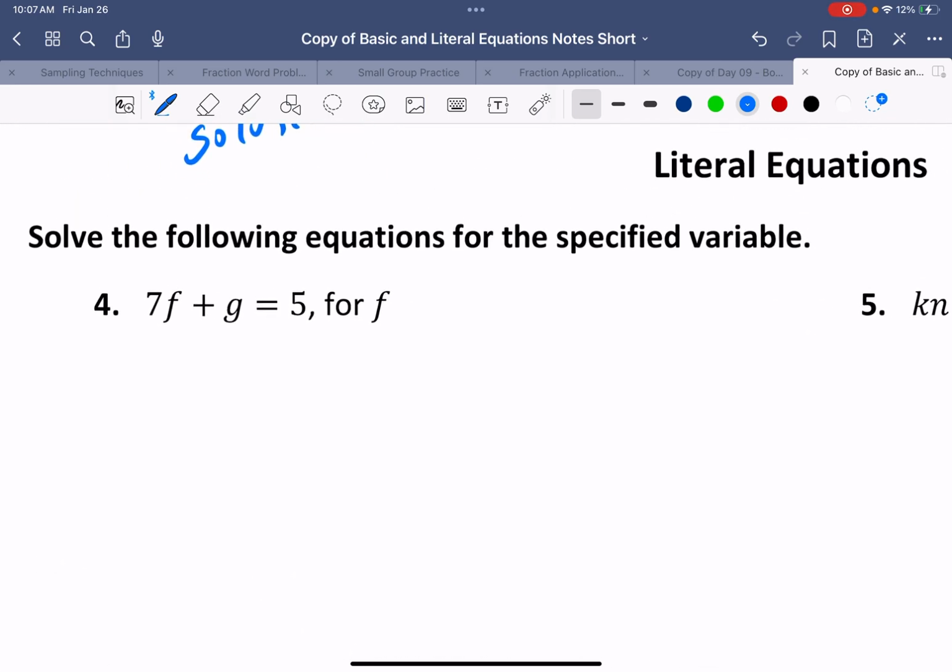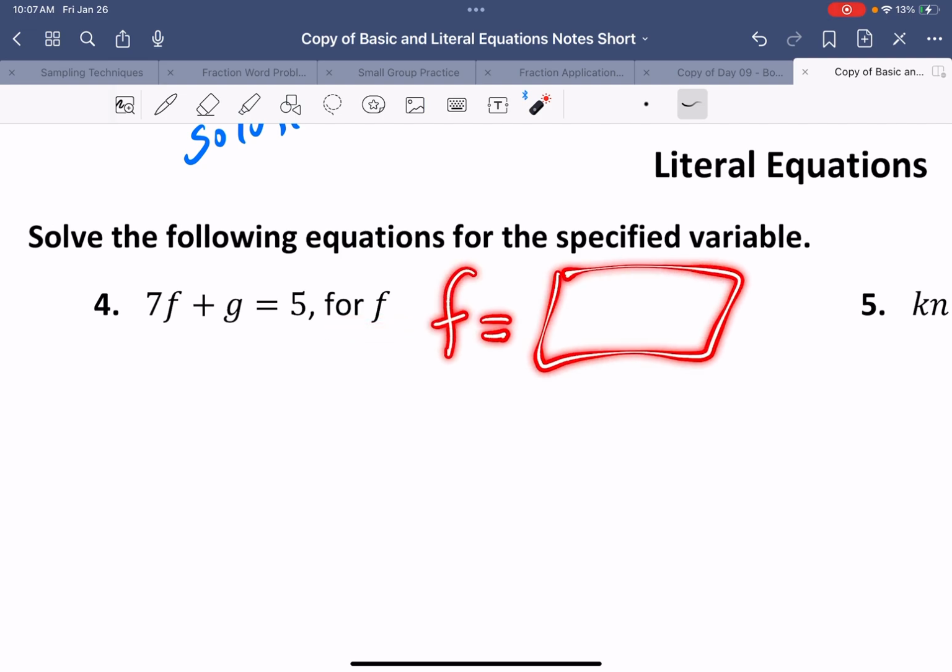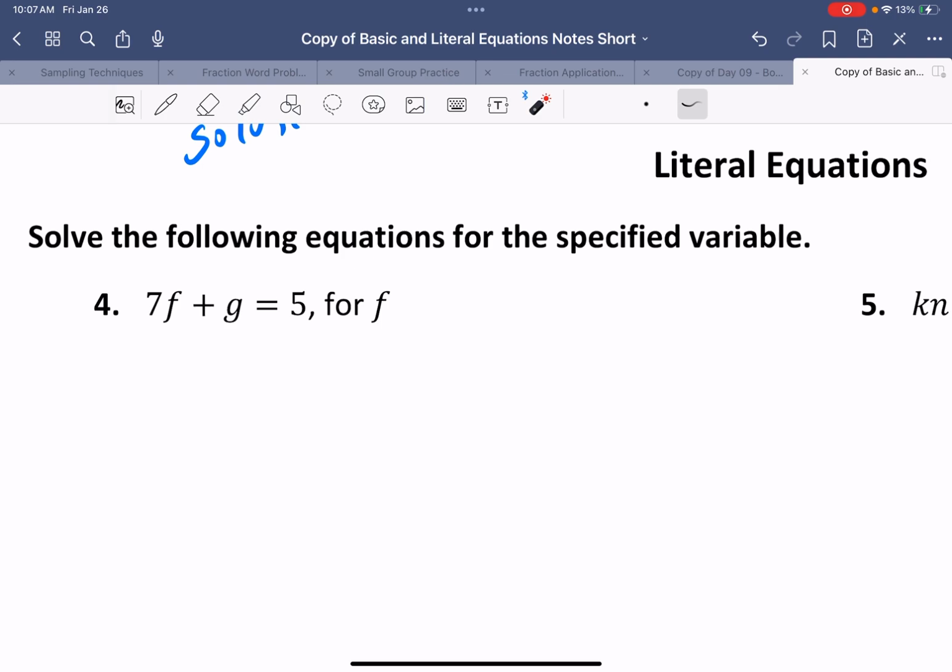All right, let's get a little bit crazy. Now, solve the following equations for the specified variable. So this time, we're not solving for a number because we have two variables, okay? This says we have to solve for f. So in the end, we have to get f equals something, all right? And right now, we don't have that. We have something equals 5. So how do we do that?